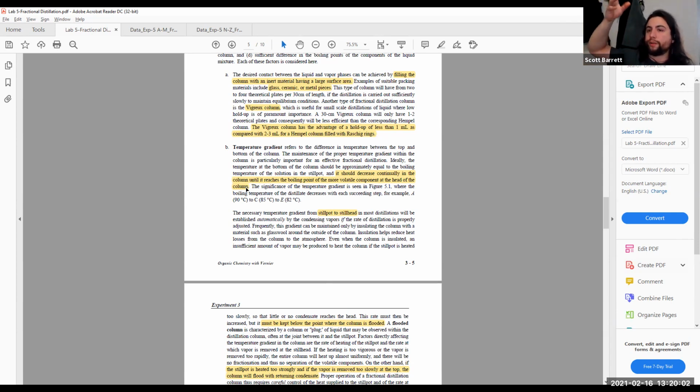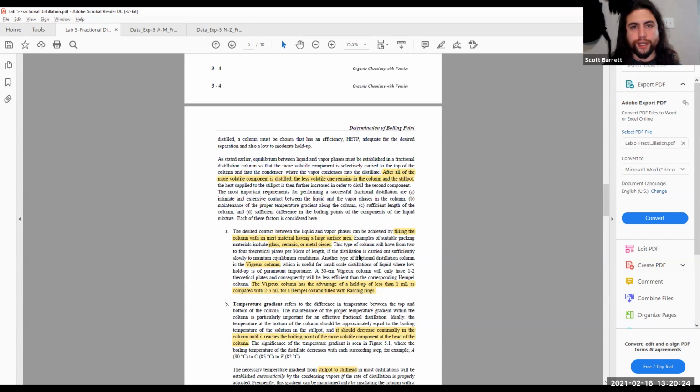And then 80 is the boiling point of benzene. So once it hits there, it would condense back into liquid form of benzene and then distill off into your receiving flask. So the significance of the temperature gradient is seen in figure 5.1, referring back to the image that we saw up there, where the boiling temperature of the distillate decreases with each succeeding step.